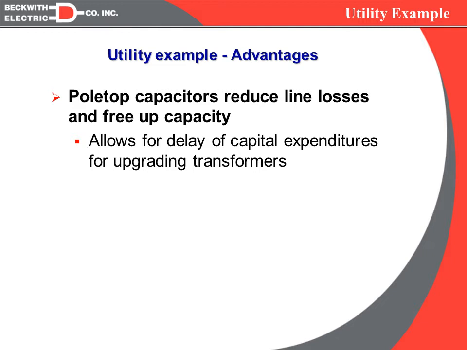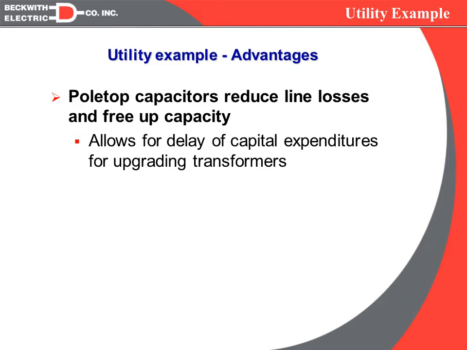So they had a lot of distribution substation transformers, 20 MVA up to 40 MVA transformers that were starting to reach 80-90% of their rating. And they were looking at possibly having to upgrade some of these transformers or build new substations and download some of the capacity off of them.